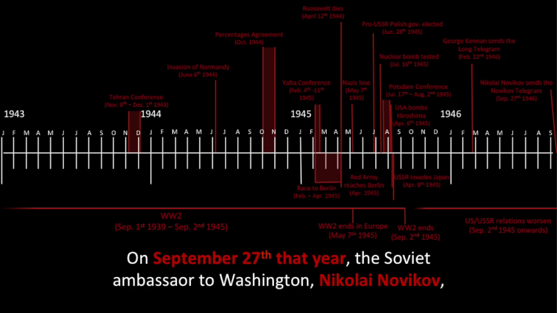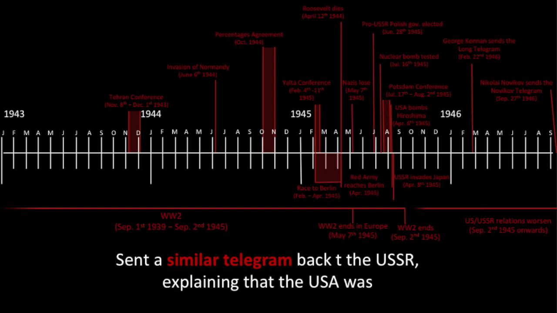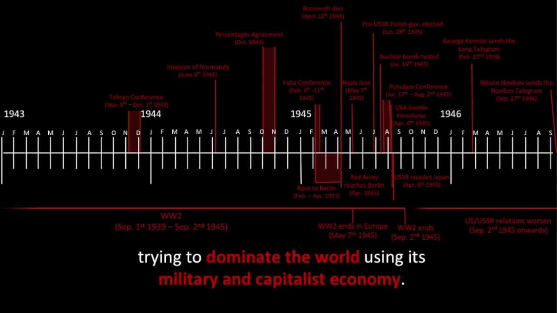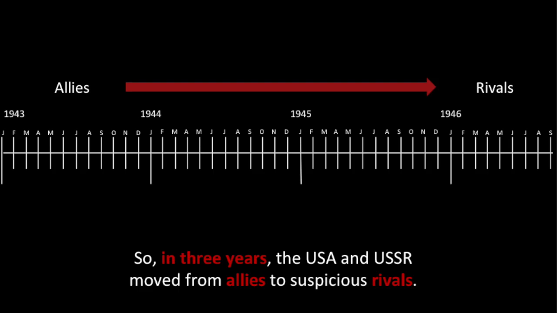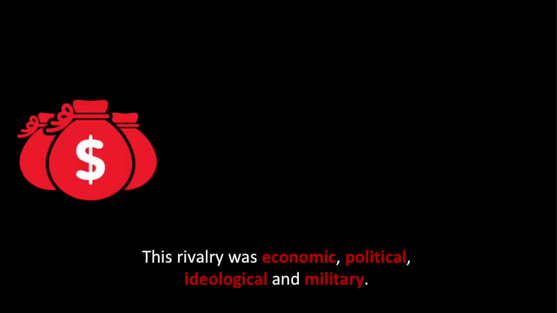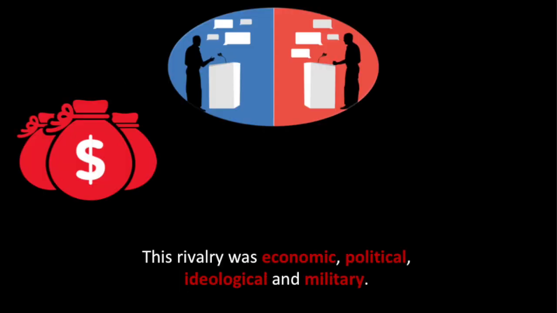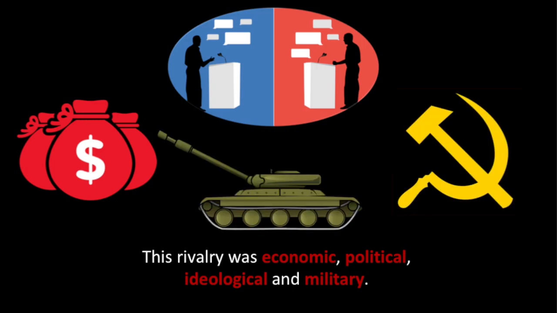On September 27th that year, the Soviet ambassador to Washington, Nikolai Novikov, sent a similar telegram back to the USSR, explaining that the USA was trying to dominate the world using its military and capitalist economy. So, in 3 years, the USA and USSR moved from allies to suspicious rivals. This rivalry was economic, political, ideological, and military.